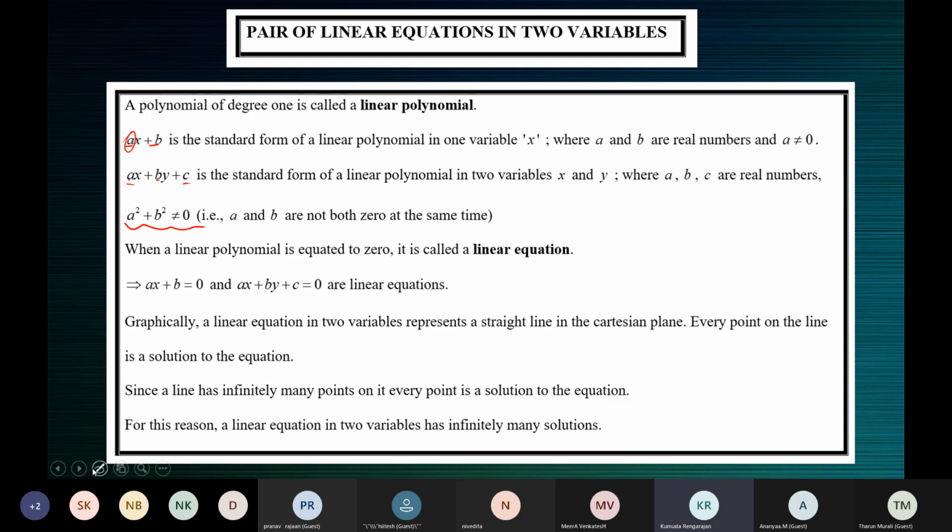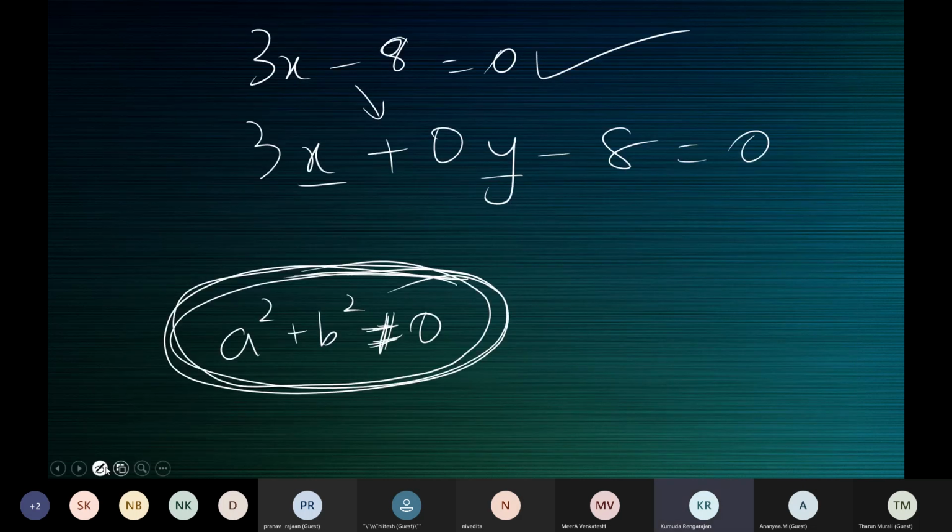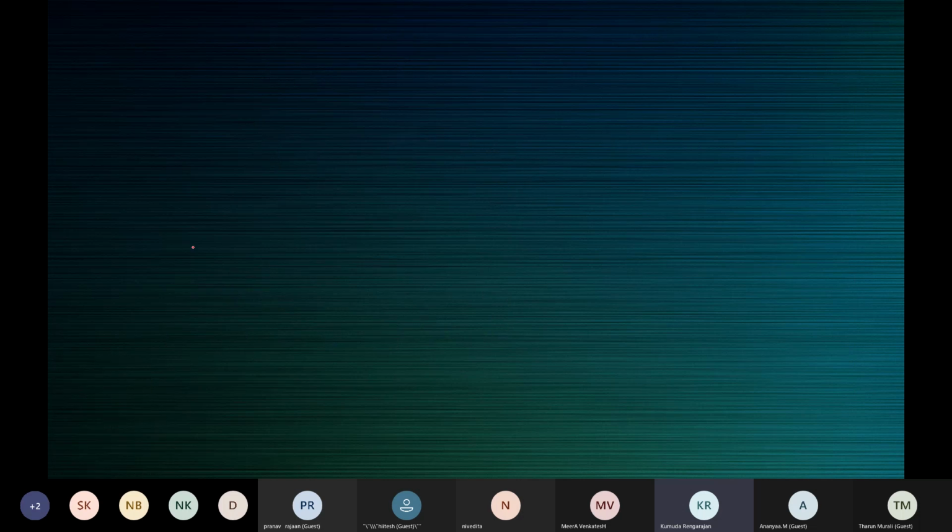So these are the standard forms. It's very easy to understand. If you forget the standard form, there's nothing to memorize. Just write an example. This is a linear polynomial in one variable x. So make this ax and don't say minus. This is treated as 2x plus of minus 5. So ax plus b it is.